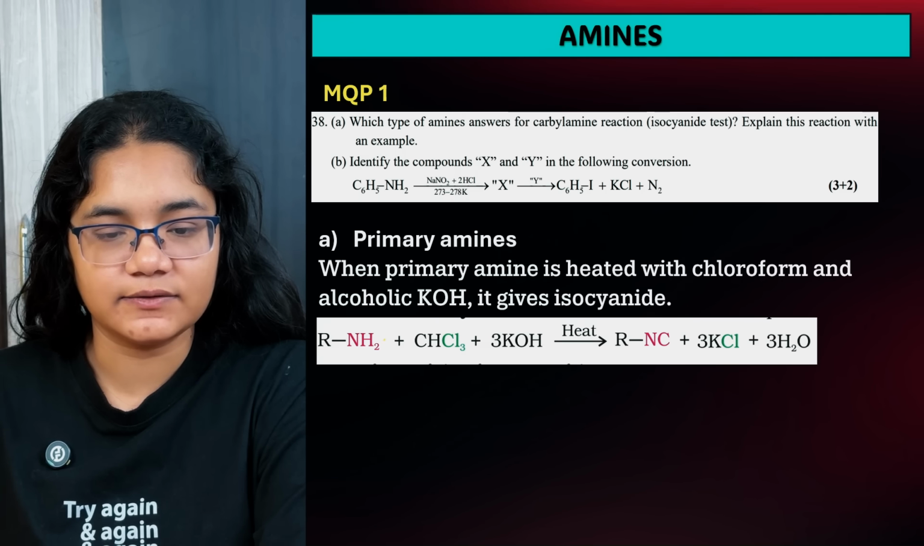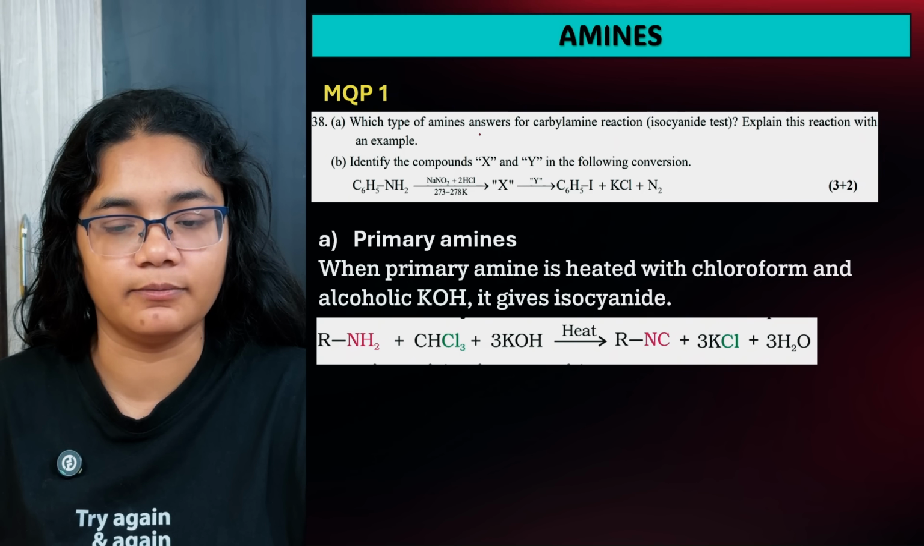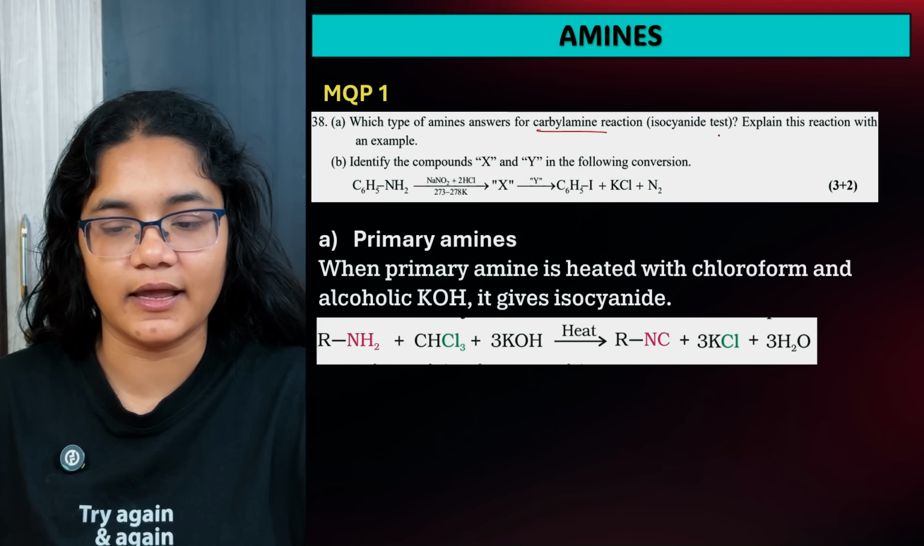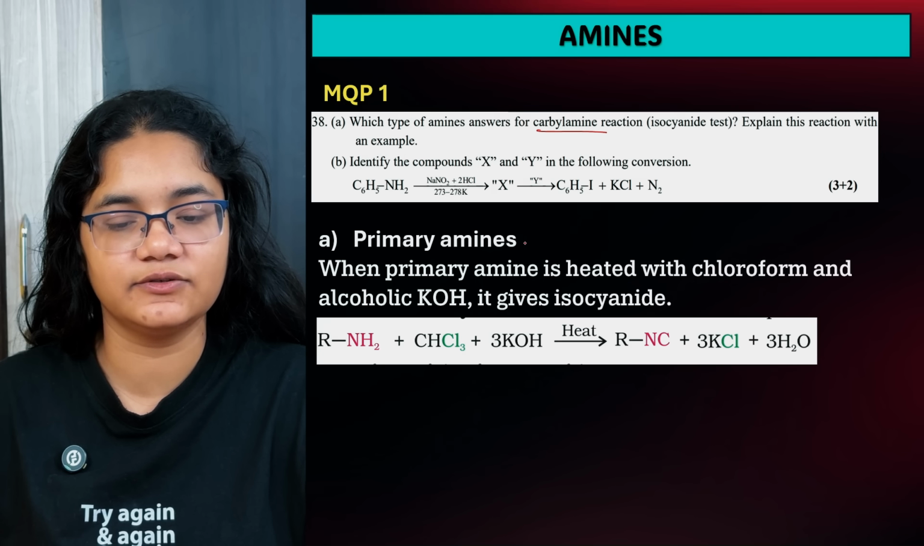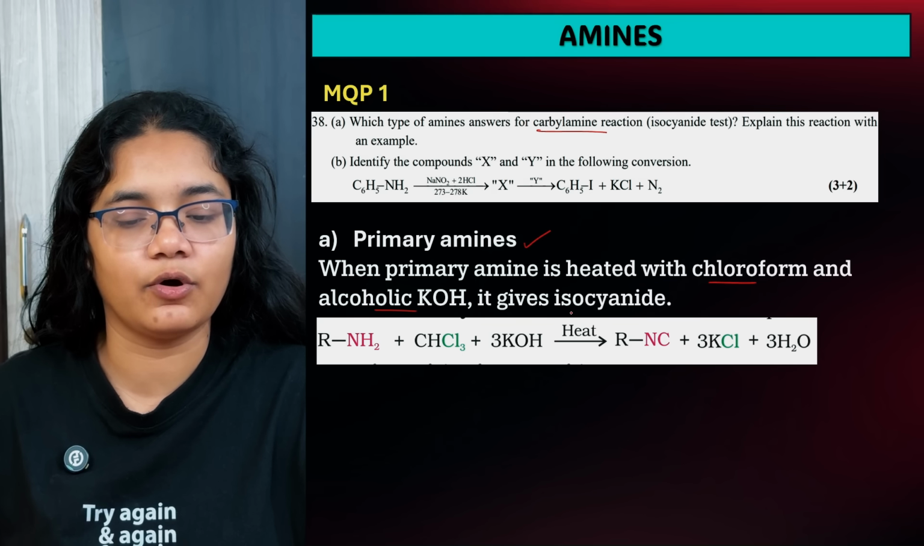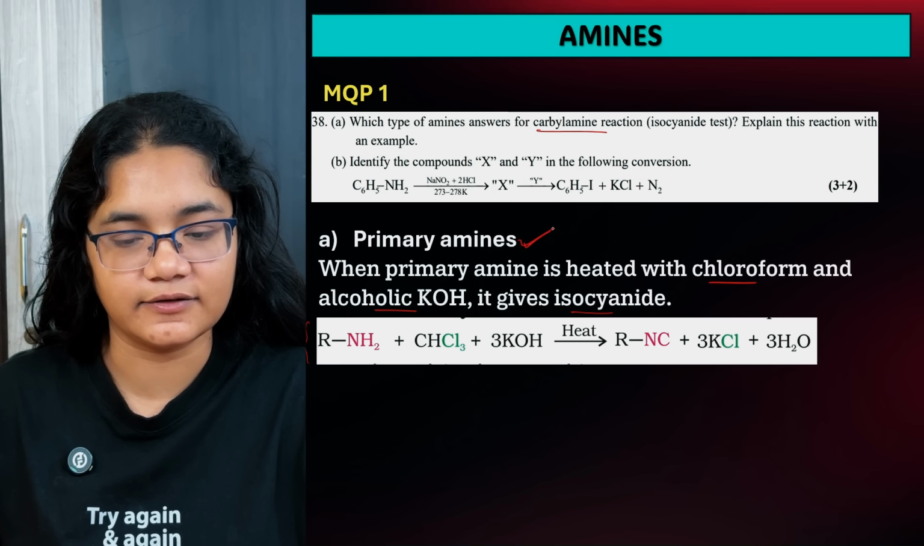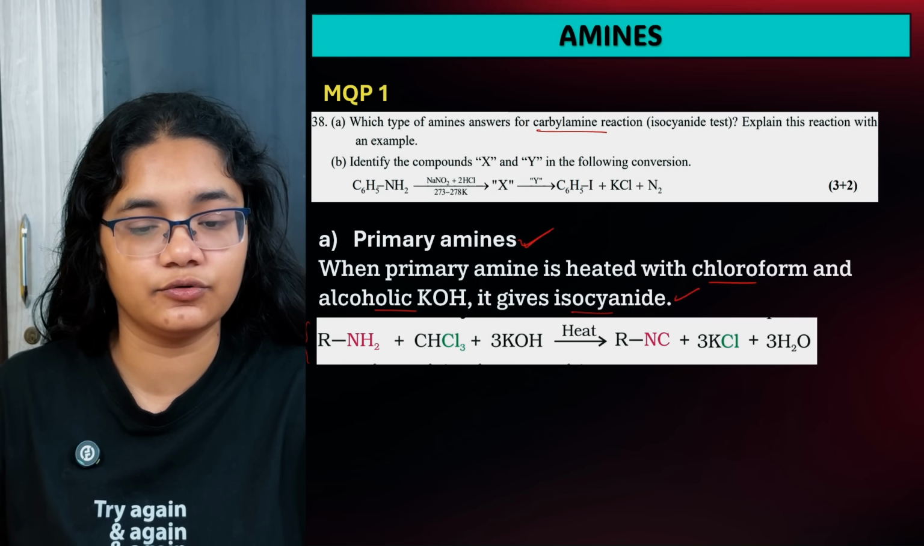Okay. Next, moving to amines chapter question. First from model question paper, which type of amines answers for carbylamine reaction? Explain this reaction with an example. So first of all, primary amines will answer, and when it is heated with chloroform and alcoholic KOH, it gives you isocyanide, and this is the reaction. Okay, so writing this one, the statement and the reaction gives you 3 marks.